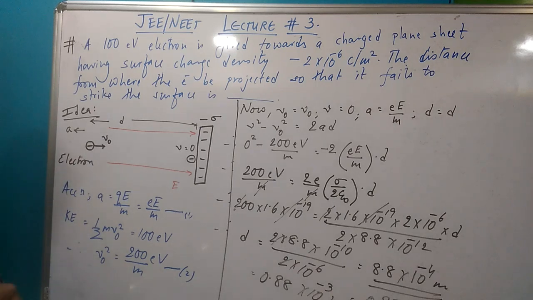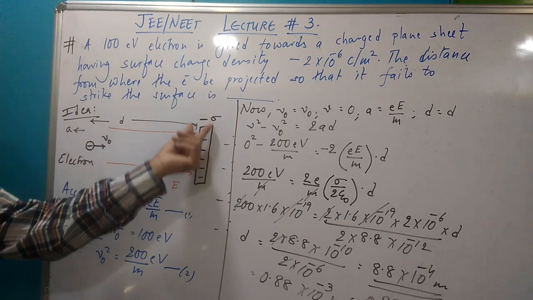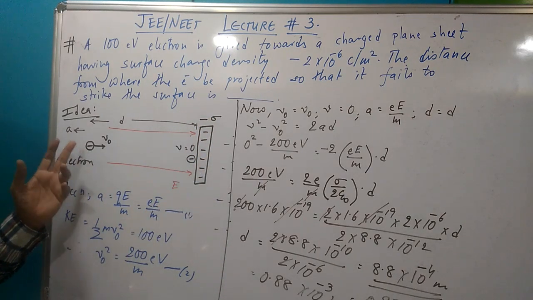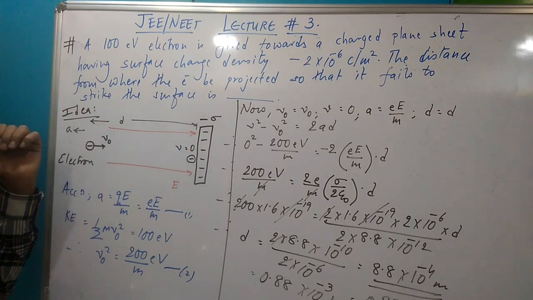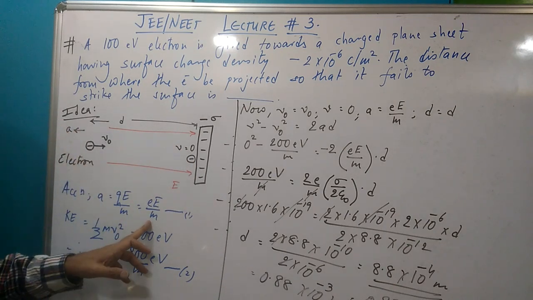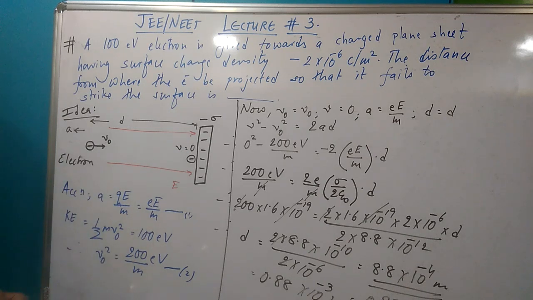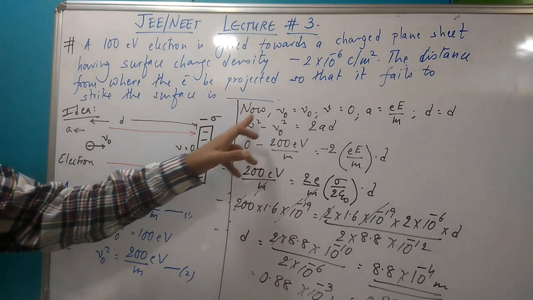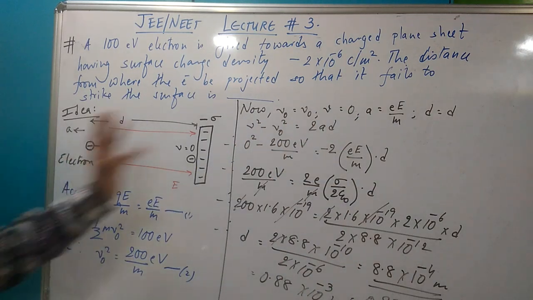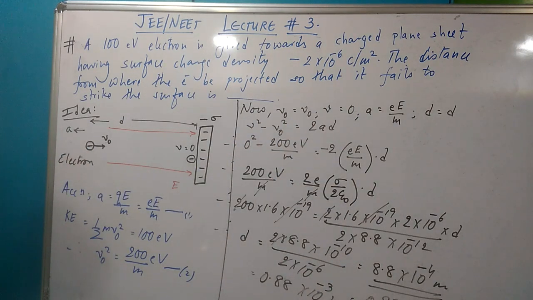So here it was using 2 to 3 ideas at one time. First, having a negatively charged plate. Secondly, throwing the electron so that it experiences acceleration in the opposite direction. Thirdly, the idea of acceleration, which is eE by m. And finally, using the mechanical concept of V square minus V0 square is 2AD. These 4 concepts mix to form what is called the main idea of this numerical.